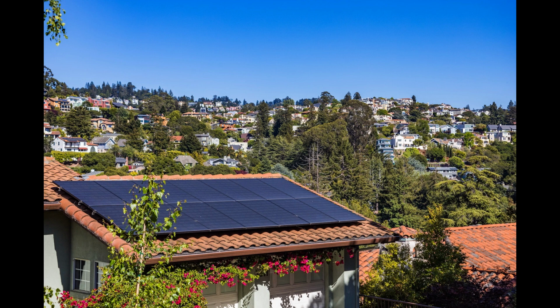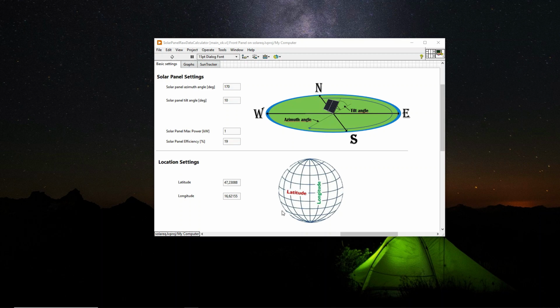For me, this problem was not so obvious to answer. I thought that with a higher tilt angle, the solar panels would produce less in the summer, because the sun goes higher and the angle between the sun and the solar panels is smaller. To answer this, I made a program in LabVIEW.